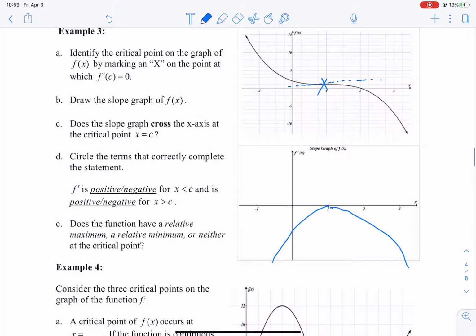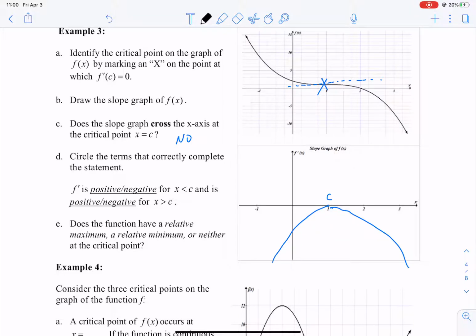And question C, does the slope graph cross the x-axis at the critical point C? Is this a special point? Actually, no. Because for this one, the slope graph just touches this axis, but actually does not cross it. This one is a cross, but the blue one just touches.